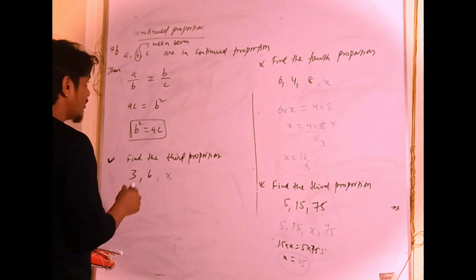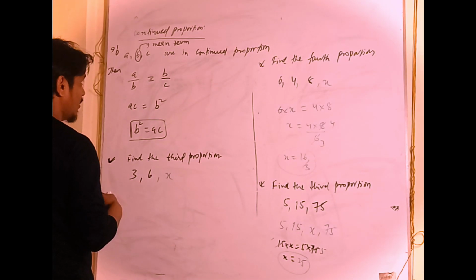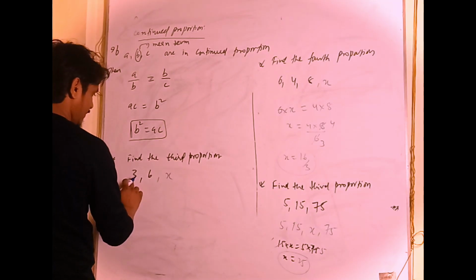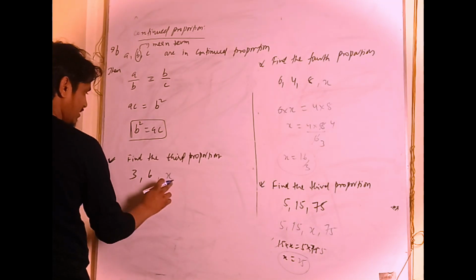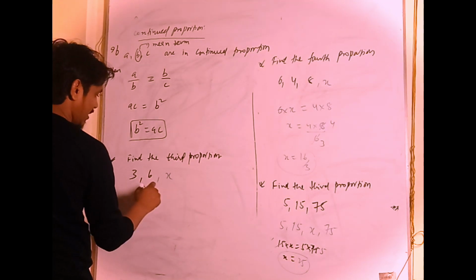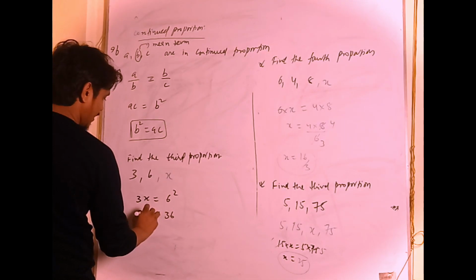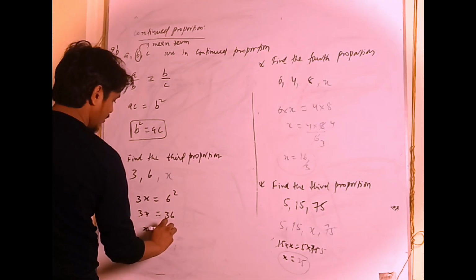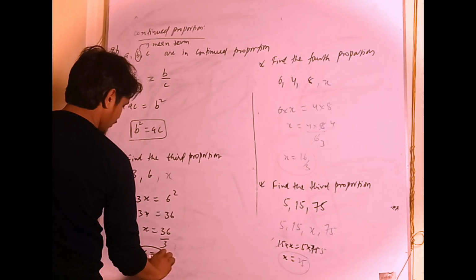Then we can just use the concept of the mean proportion or continued proportion: the square of the middle term is equal to the product of the first and last. So 3 into x is equal to the square of this number, which is nothing but 36. So 3 into x is 36, which means x is equal to 36 by 3, which is equal to 12.